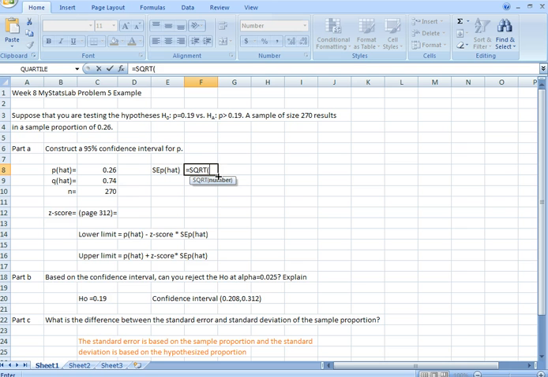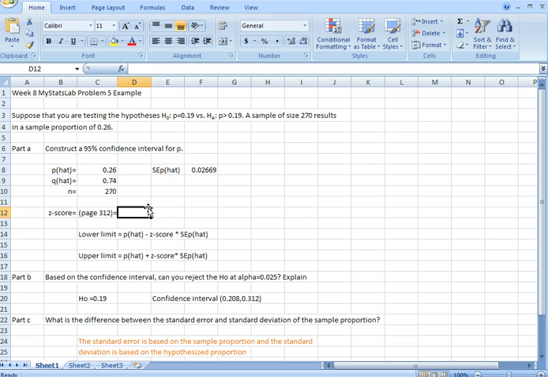And we're going to use two sets of parentheses here so we can keep our top together at p hat times q hat, close those, divided by n, close it completely, hit enter, and there we have our standard error is 0.02669. Now, to complete our confidence intervals, we also need a z-score.